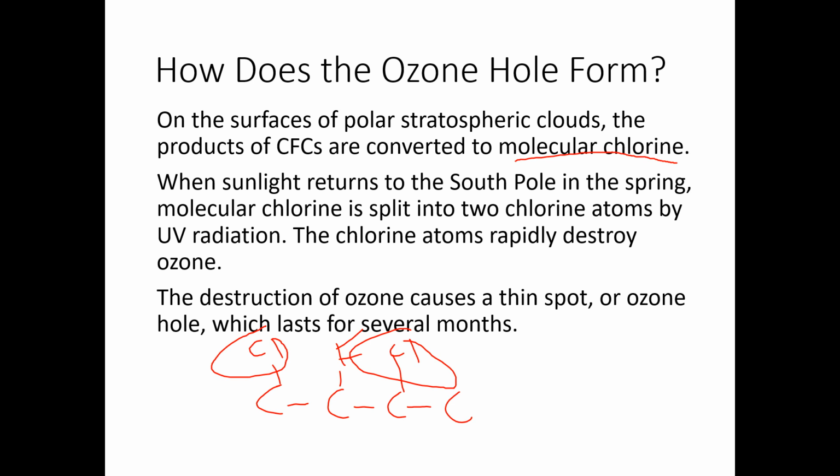And then during the springtime, when you have the return of the sunlight, you have the UV radiation, which is going to break apart your Cl2 and your F2, and it's going to create the individual chlorine and fluorine atoms that will then start to attack the O3 ozone molecules. And this ozone hole is going to last for several months. I mean, it kind of will reform a little bit, but not completely during the fall and winter time.